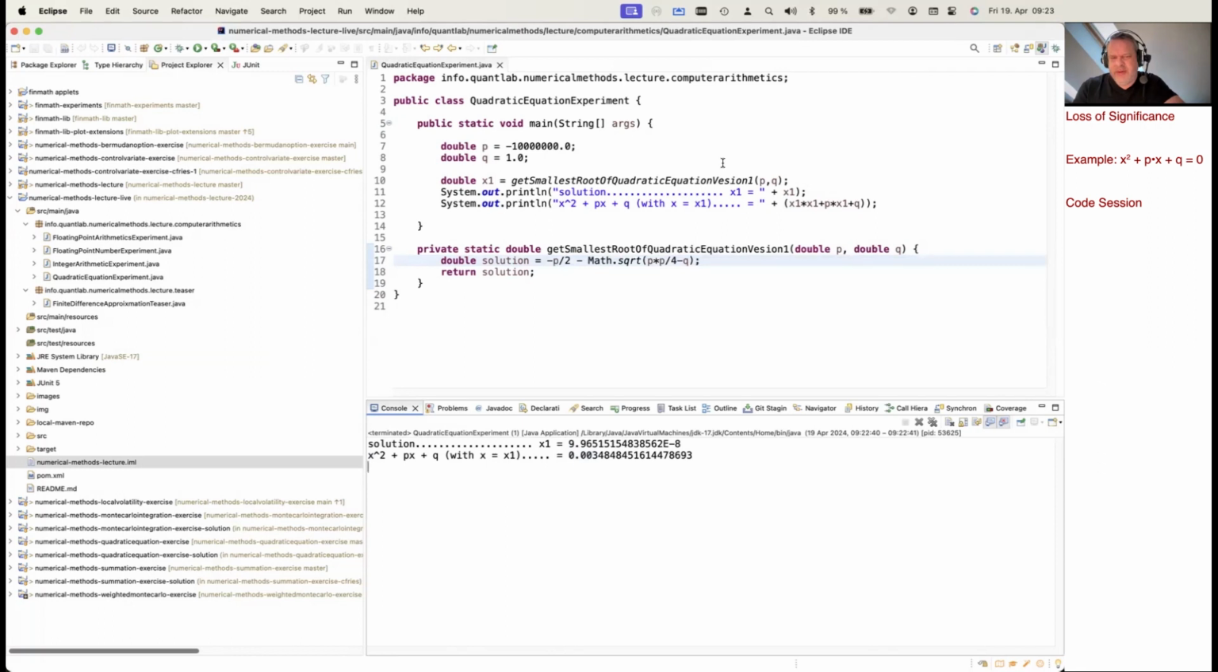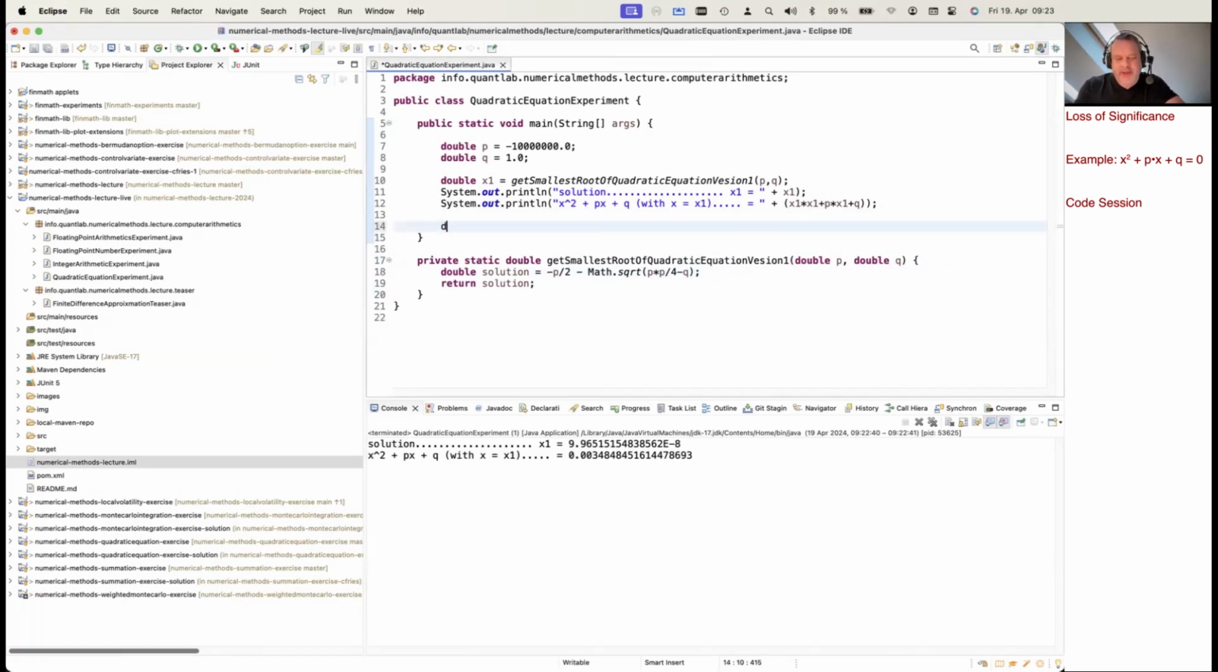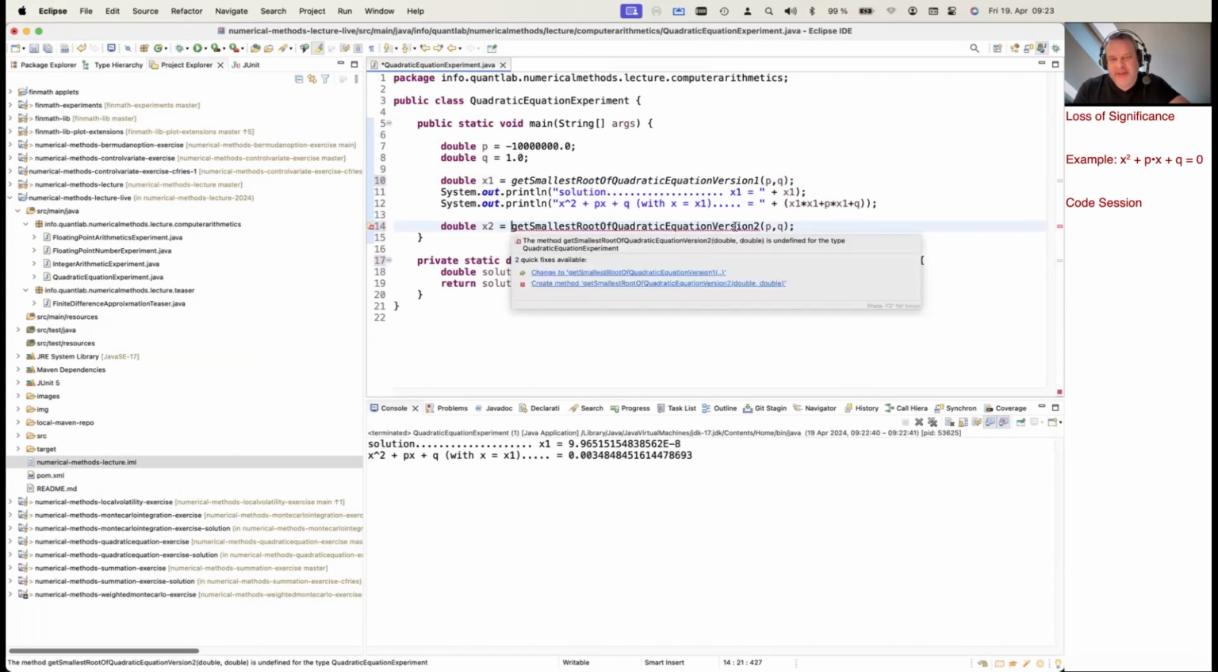Did I do something wrong? Is the formula wrong? Minus p half minus, everything looks correct, right? Let's try the other way. So I now call this double x2, but it's still the same solution. It's not the other solution. It's still the smallest root of the quadratic equation, but calculated with a different formula. Maybe fix typos here. So I have to implement this method here.